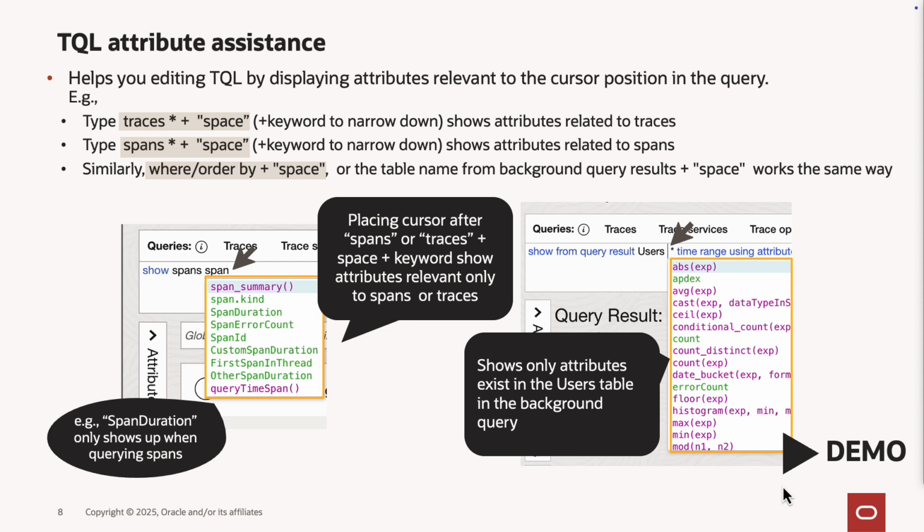The next feature is TQL Attribute Assistance. This feature simplifies query building by displaying a list of relevant attributes based on the cursor's position within the query. While the Trace Query Language, or TQL, offers powerful and flexible capabilities for trace data analysis, identifying the correct attributes to use can be challenging. This feature helps by automatically showing a context-aware list of applicable attributes as you type.